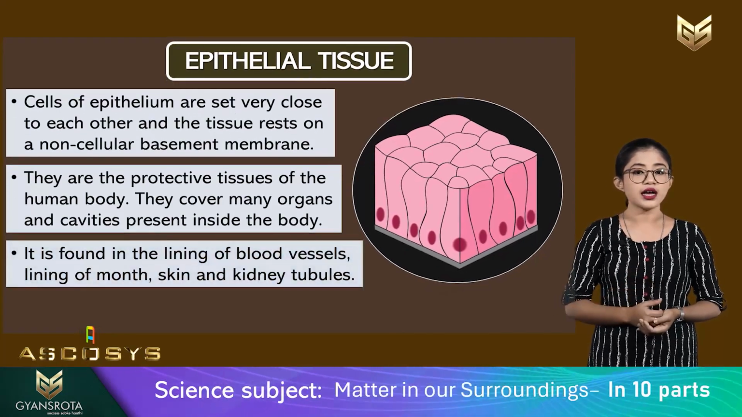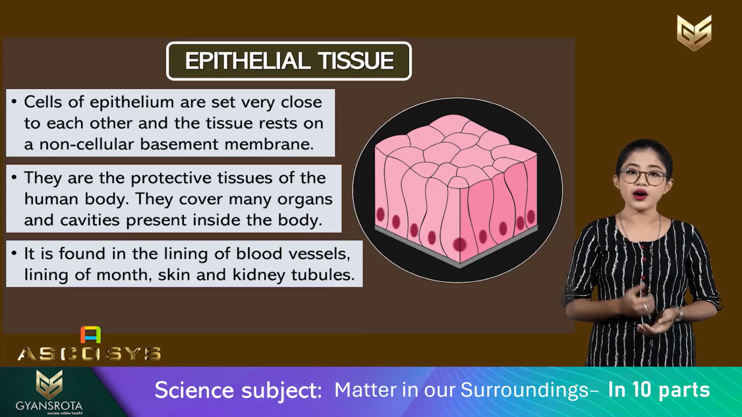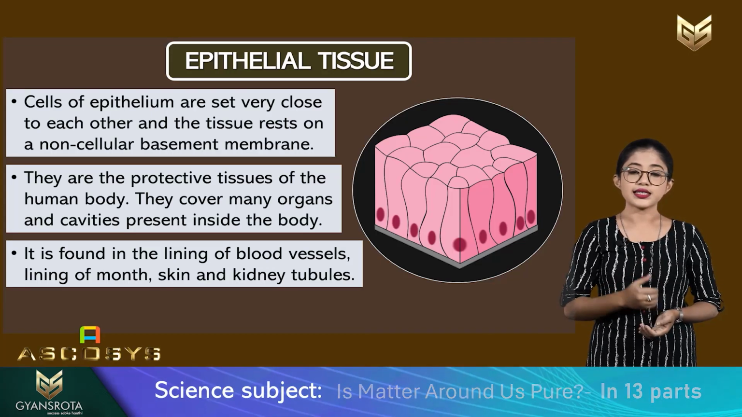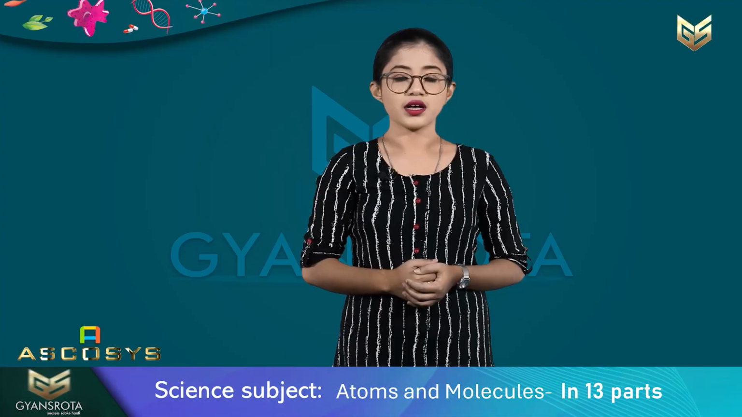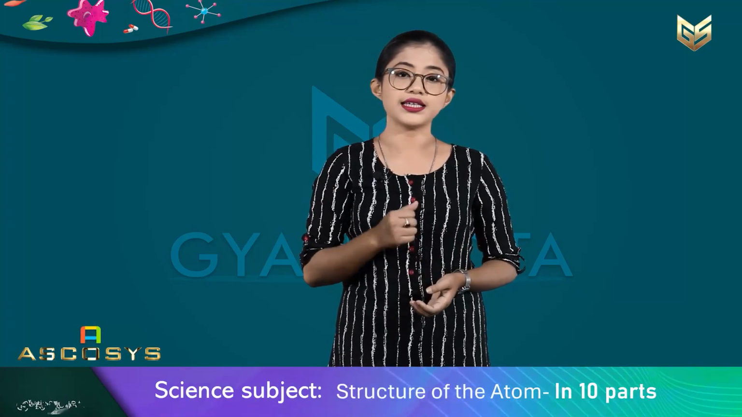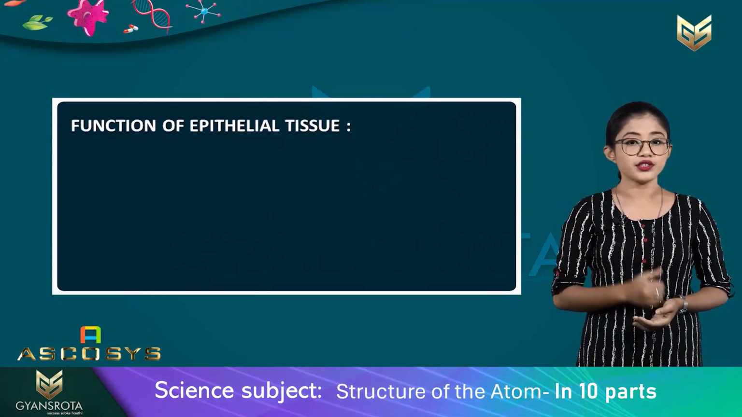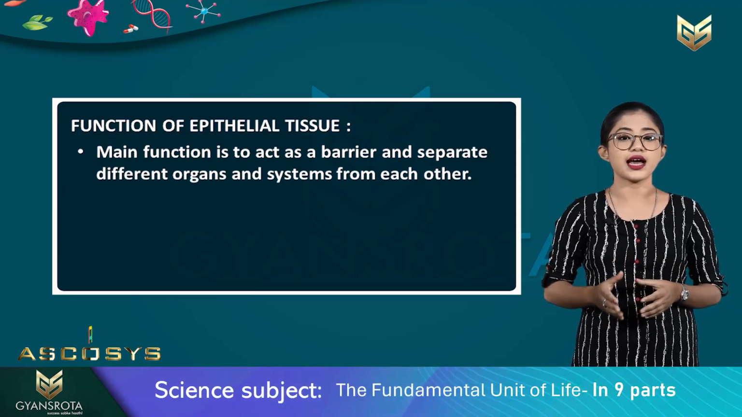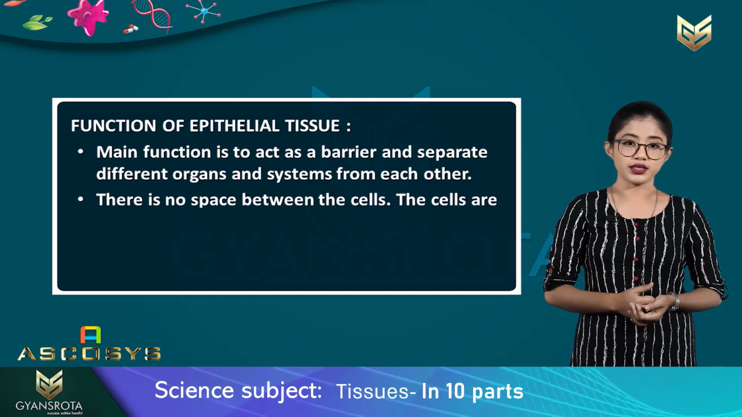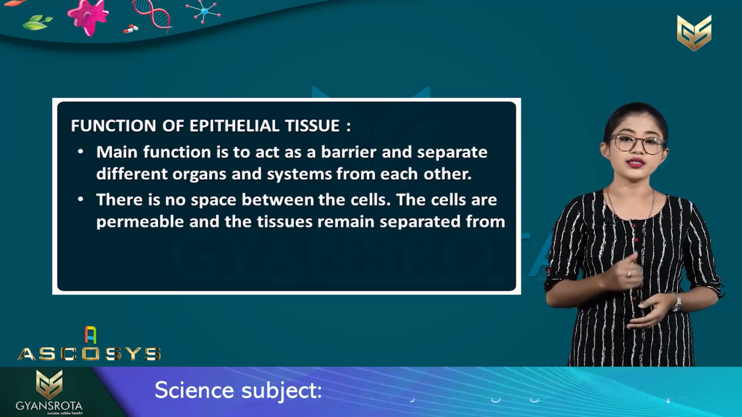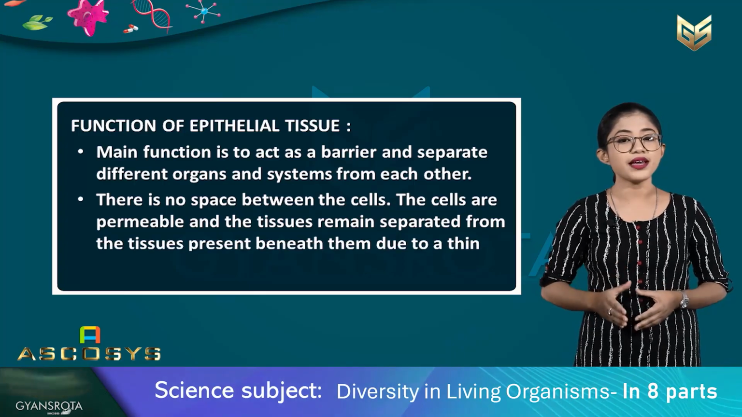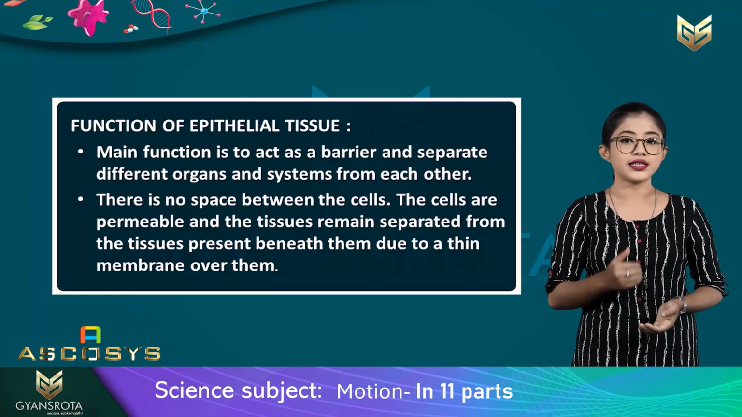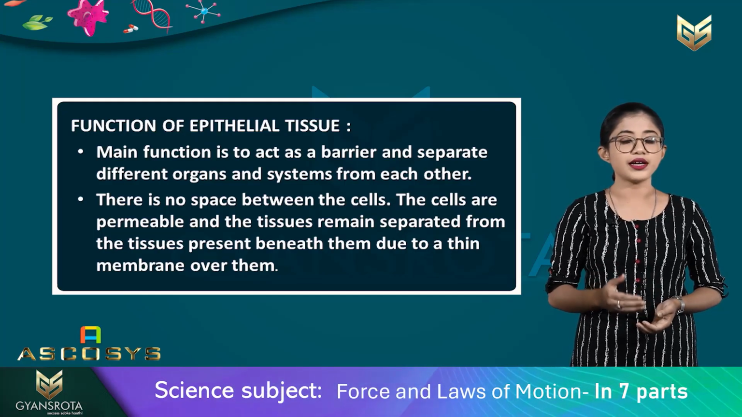These epithelial tissues are found in the lining of blood vessels, the lining of mouth, skin and kidney tubules. Now what are the functions of this epithelial tissue? The main function is to act as a barrier and they separate different organs and systems from each other. There is no space between their cells and the cells are permeable, and the tissue remains separated from the tissues present beneath them due to a thin membrane.